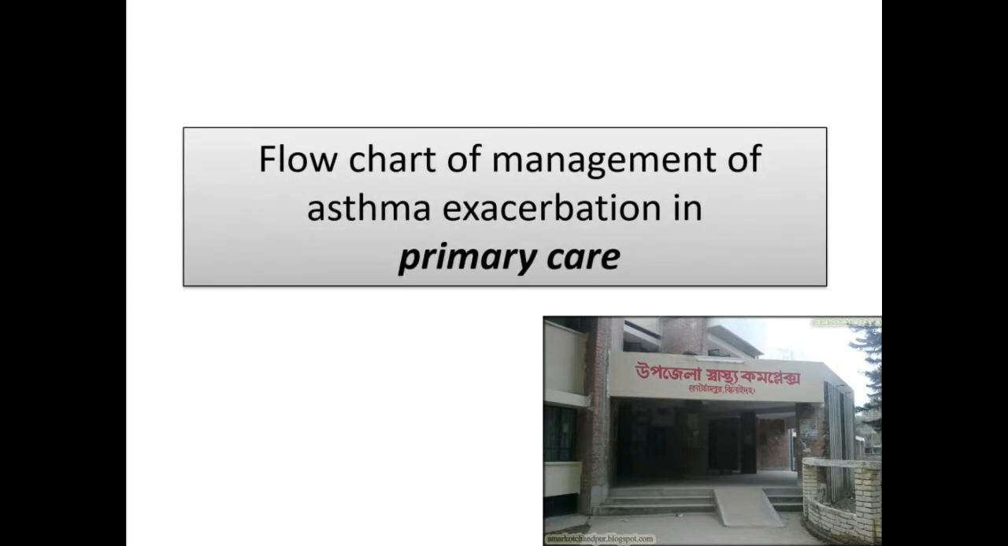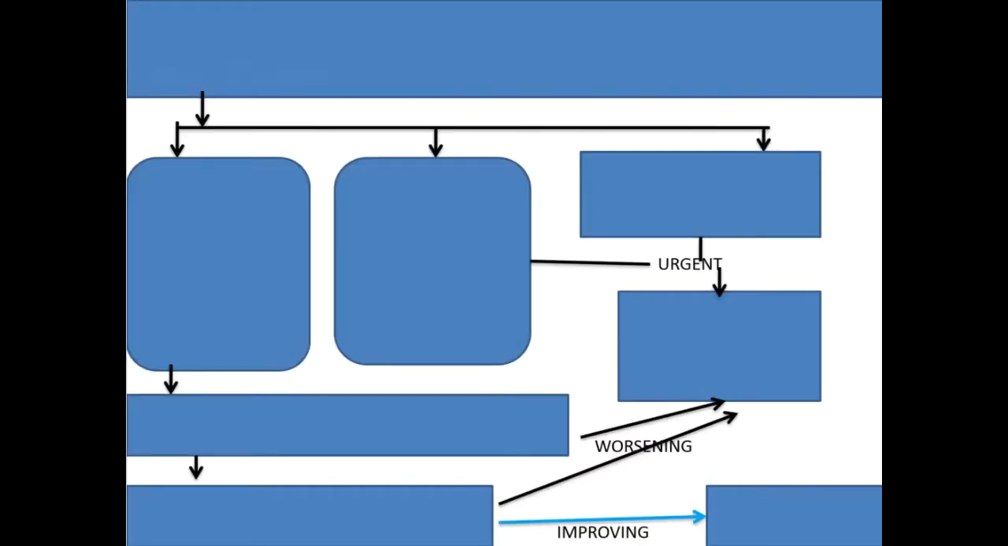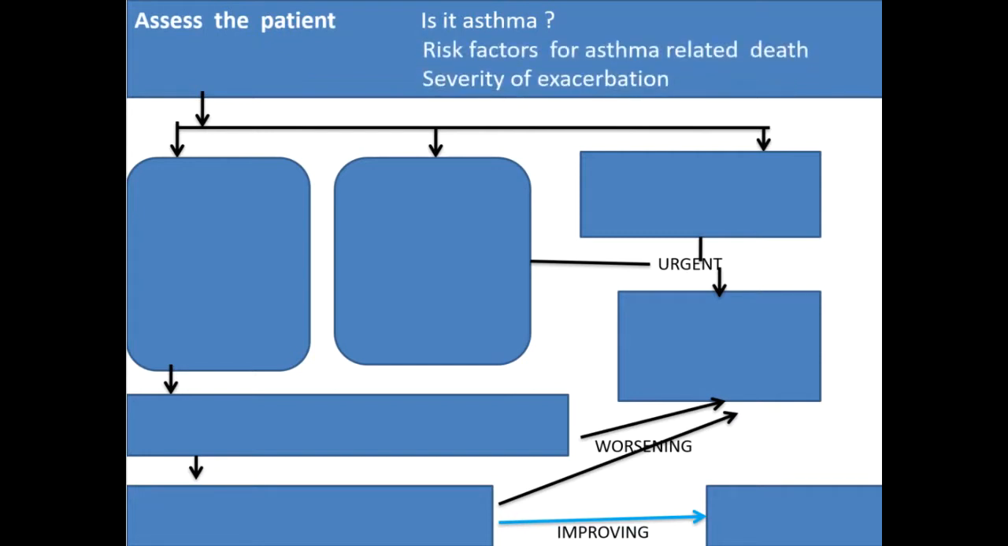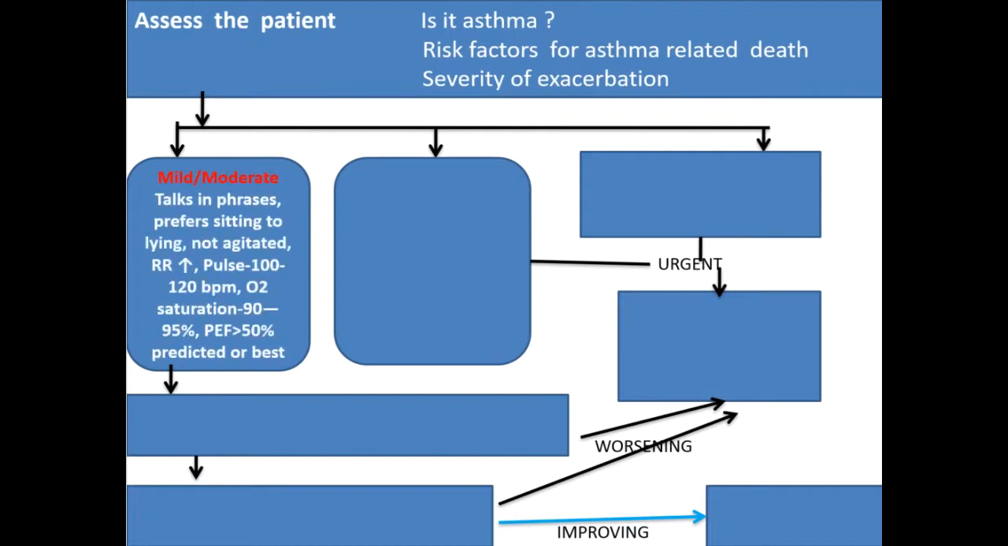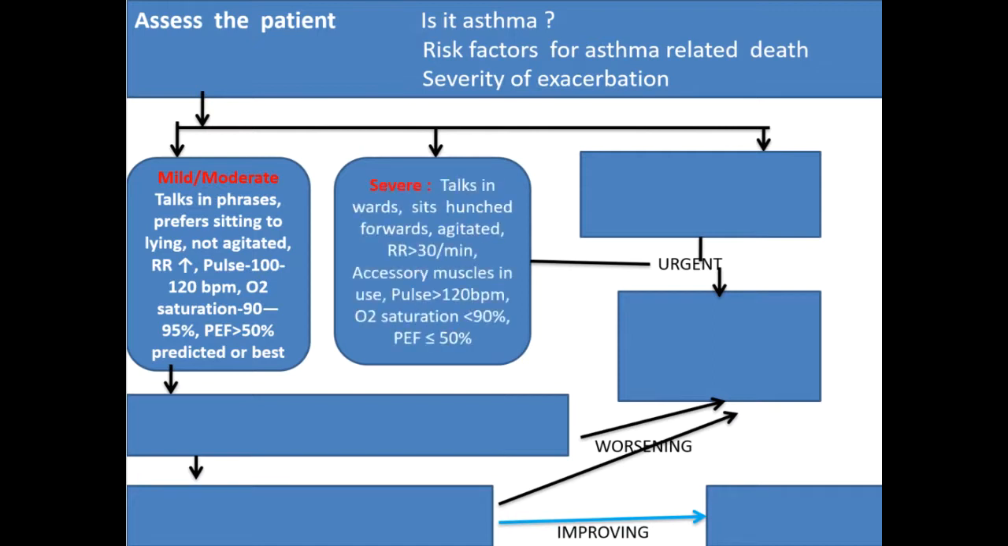Flowchart of management of asthma exacerbation in primary care. Assess the patient. Is it asthma? Risk factors for asthma-related death. Severity of exacerbation. Mild or moderate: talks in phrases, prefers sitting to lying, not agitated, RR increased, pulse 100-120 bpm, O2 saturation 90-95%, PEF above 50% predicted or best.